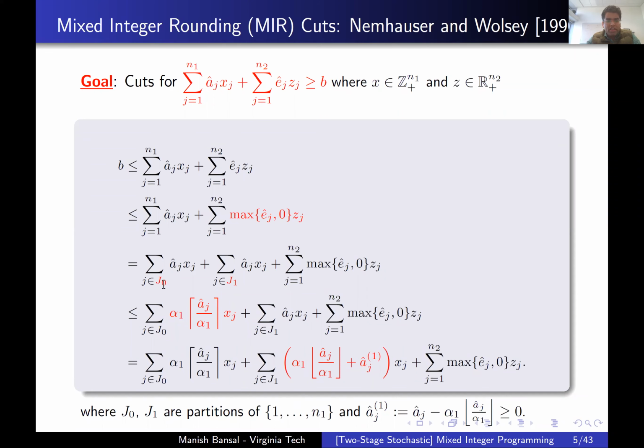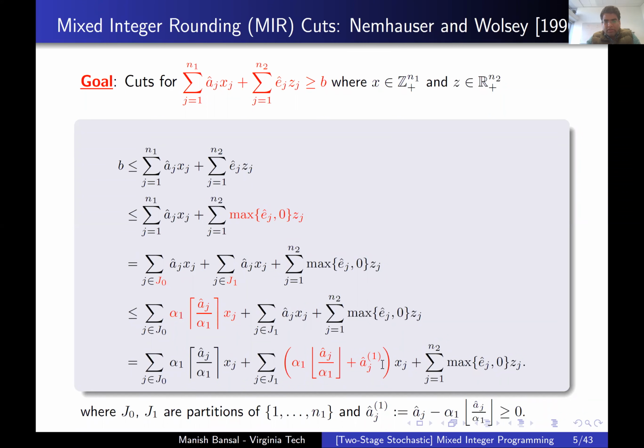Now for all the elements j in j0, I will replace a hat j with a coefficient which is greater than a hat j, which here is alpha 1 times the ceiling of a hat j divided by alpha 1. So if alpha 1 is 1, then this is just the ceiling, or the round up, of a hat j. And for all the a hat j where j is in j1, I replace a hat j with alpha 1 times the floor of a hat j by alpha 1, plus the remainder, which I will obtain corresponding to alpha 1 and denote by a hat superscript 1.